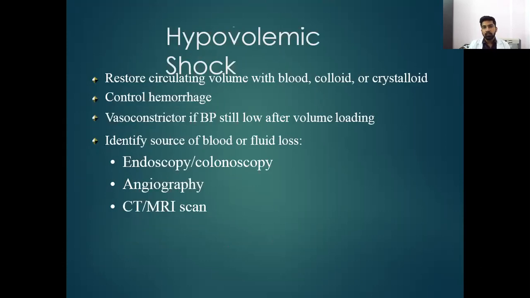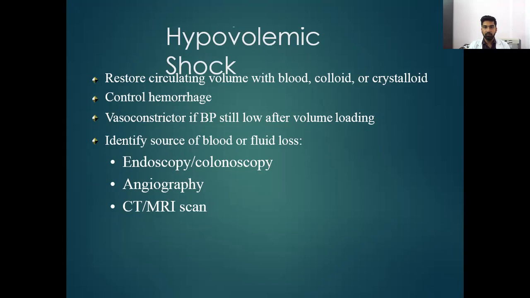Hypovolemic shock management. Now, do you know what hypovolemic shock is? It occurs due to loss of blood, due to various reasons, right from trauma to any abdominal bleeding, retroperitoneal bleeding, etc. In case of hypovolemic shock, first restore circulating volume with blood. Packed red blood cells are more than enough. Colloid or crystalloid transfusion. Control the hemorrhage.